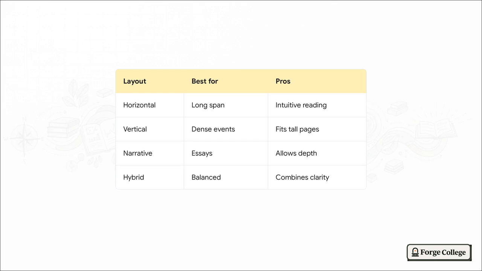Then, of course, you have your thematic narrative outline, which is brilliant for deep, argument-driven essays or a hybrid timeline that balances both. Basically, there's no single right answer. The right chassis is simply the one that makes your specific thesis the easiest to digest.